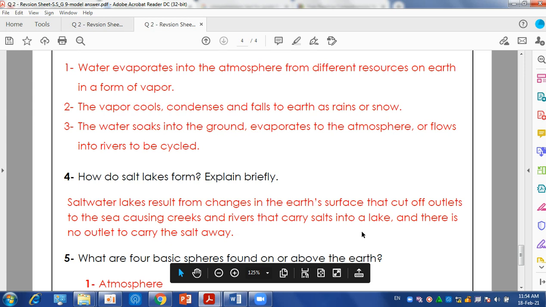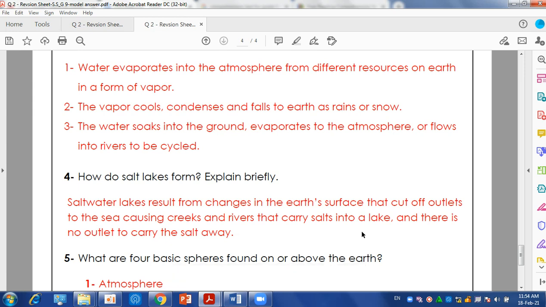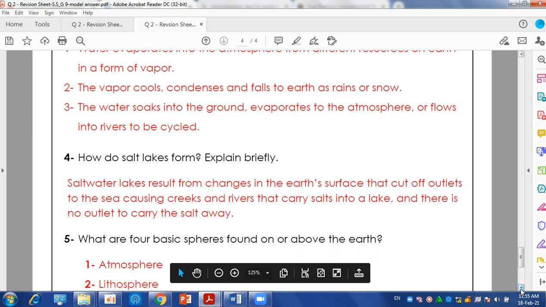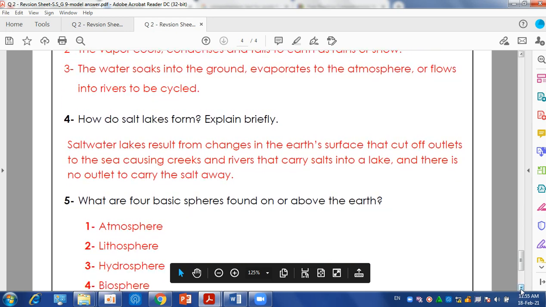So there was a connection between the sea and the lake. This connection was the river. So the river or these cracks make the salt water move from the sea to the lake, which was already fresh water. When the salt water moved from the sea to the lake, it changed its water into salt water. And there is no outlet to carry the salt water out of the lake again. So the salt water stayed in this lake, turning it into salt water.